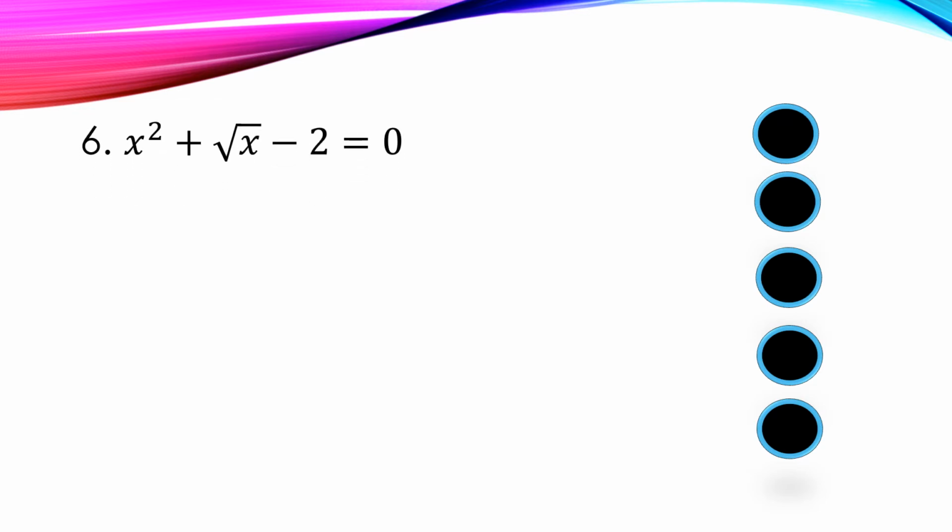Okay, let's continue our activity. So for our sixth item, x squared plus the square root of x minus 2 is equal to 0. Is it a polynomial equation or not?